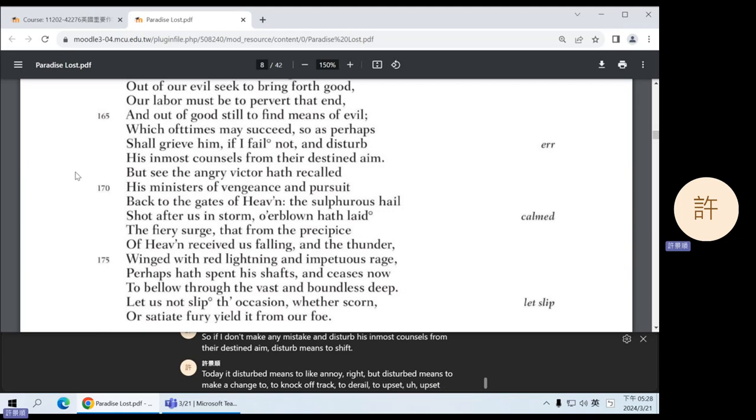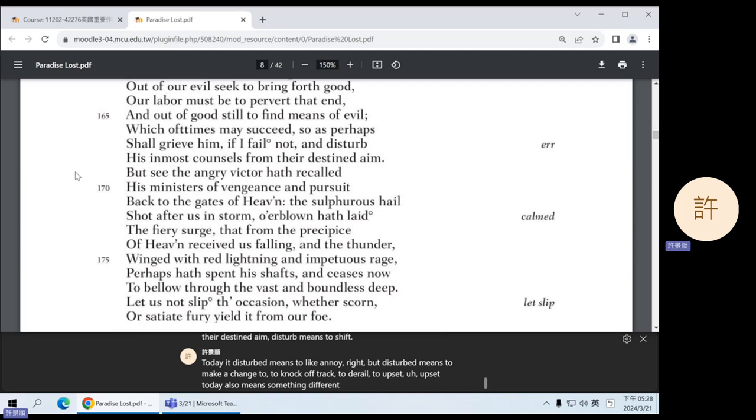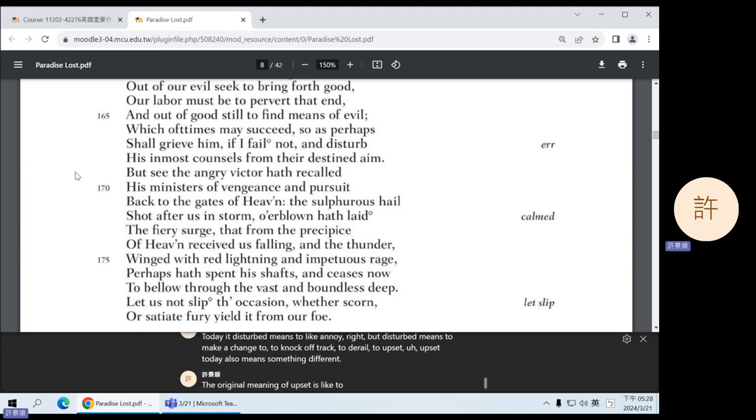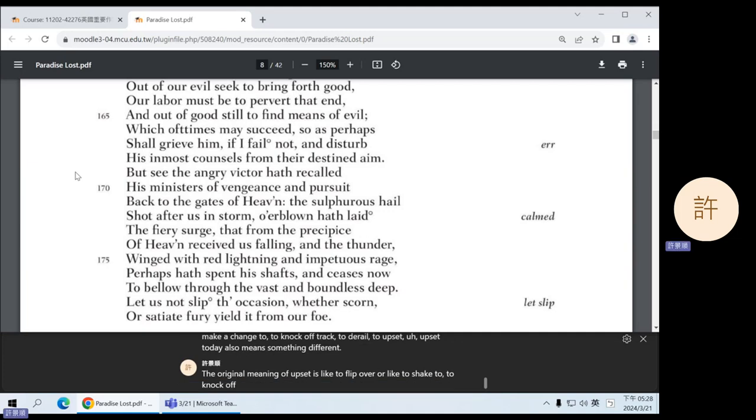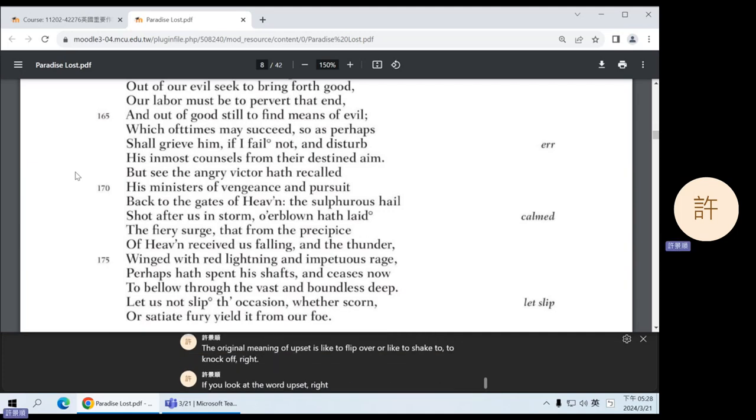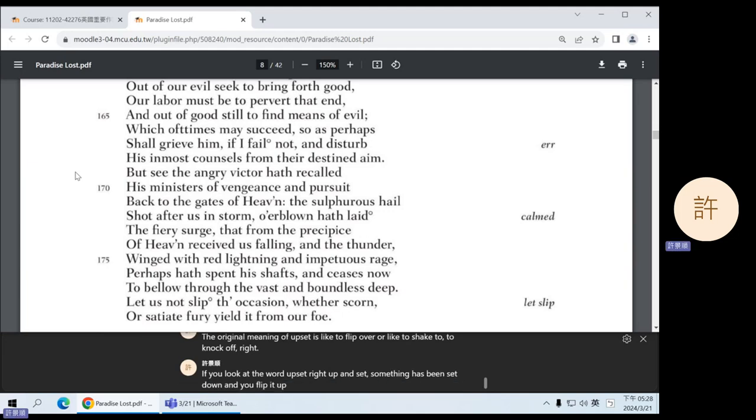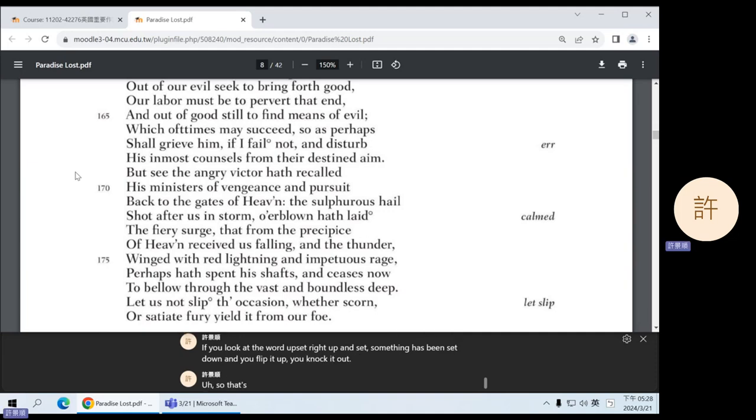Upset today also means something different. The original meaning of upset is to flip over, to shake, to knock off. If you look at the word upset, it's up and set. Something has been set down and you flip it up, you knock it out. So that's what disturb means.